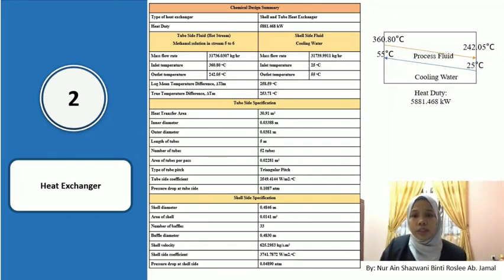The inlet temperature for the hot stream is 360.8 degrees C, while the outlet temperature is 242.05 degrees C. For the cool stream, the inlet temperature is 25 degrees C, while the outlet temperature is 55 degrees C. The selection of the stream is based on the temperature of the fluid. The table also shows the tube side specification, where there are 52 tubes and the type of pitch used is triangular pitch. For the shell side specification, there are 33 baffles.